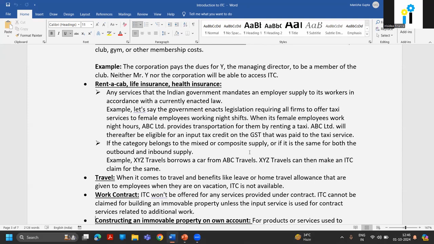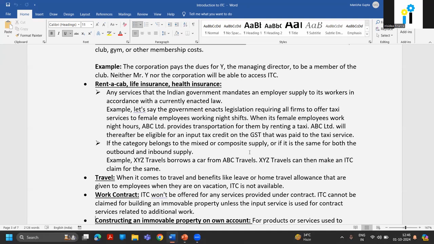So ABC Limited will be the recipient. It is entitled to claim input tax credit on the GST that was paid on the taxi service, which is basically rented to your company for providing a taxi service. So it can claim the ITC.